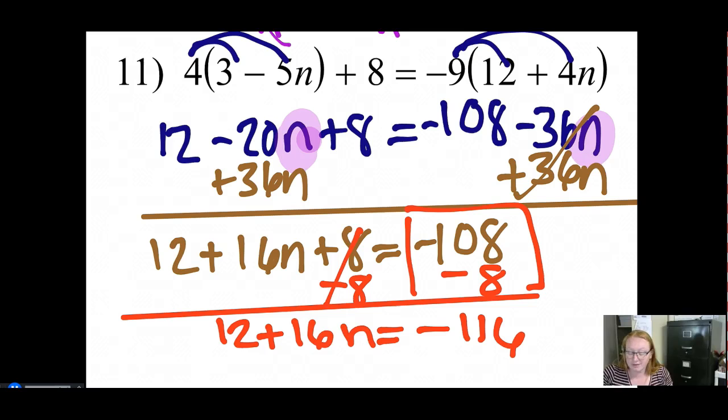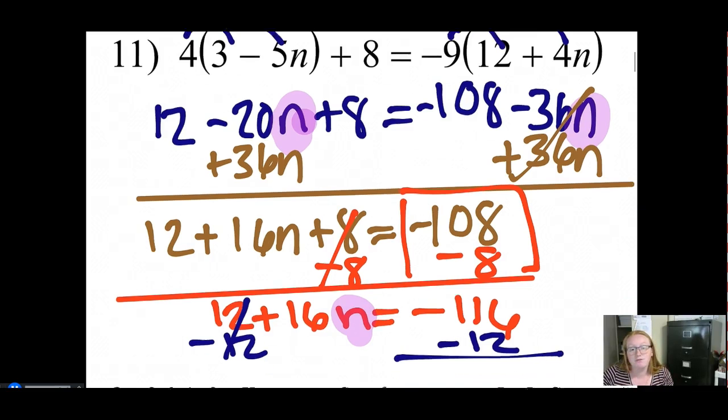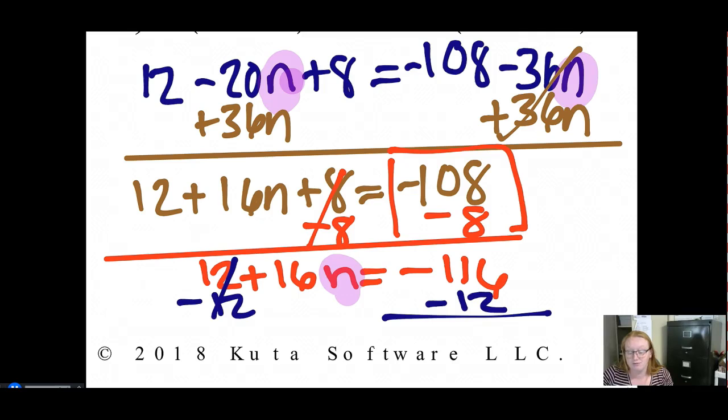So now I'm still trying to get that n by itself. I'm going to move the 12 in order to do that. I move the 12 by subtracting 12. When I subtract 12 from a negative, I'm going to get a bigger negative. So I know that this is still negative. I add the 12 and the 116, and I get negative 128 equals 16n.